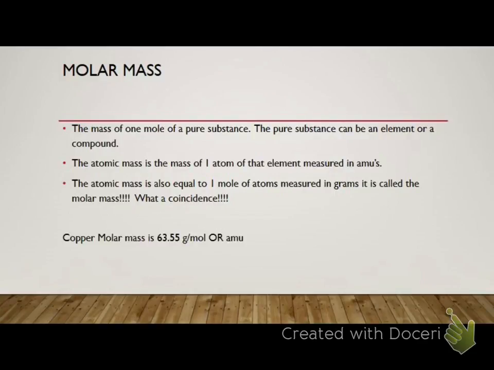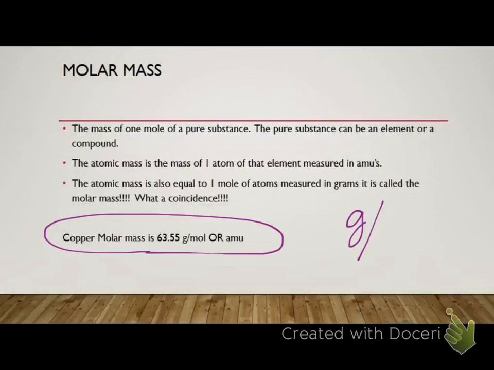So, here we go. Molar mass is the mass of 1 mole of a pure substance. The pure substance can be an element or a compound. The atomic mass is the mass of 1 atom of that, measured in AMUs. Okay? The atomic mass is also equal to 1 mole of the atoms. Okay? So, when we're talking about copper, we can say copper has a molar mass of either 63.55 grams per mole, or we could say AMU. Okay? From here on out, after we've done atomic mass unit, and we did the Candium lab, we will now be using grams per mole, because we're going to use it as a conversion factor. We'll start that tomorrow. But it's grams per mole.